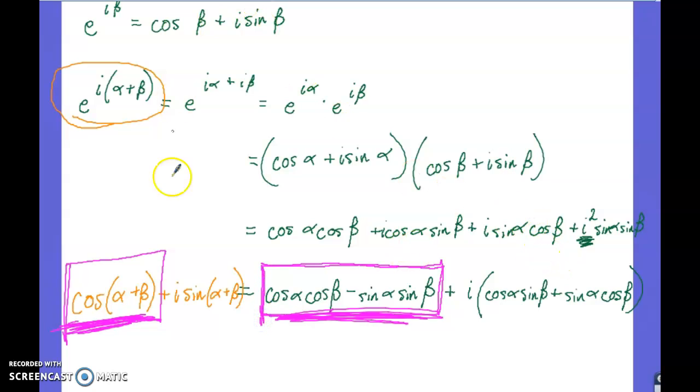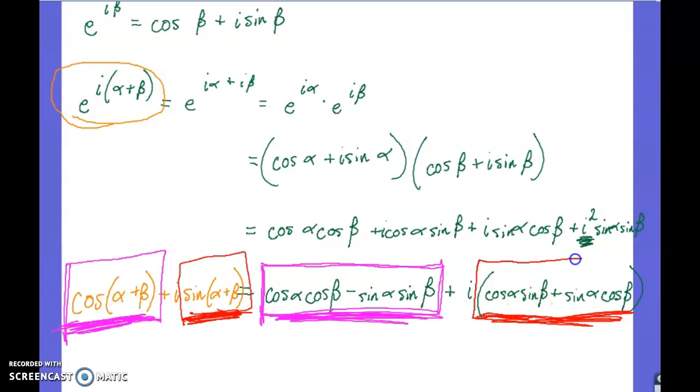And in the same manner, the imaginary part must be equal to the imaginary part over here. And we just explained the sum of angles formula for sine. So sine of alpha plus beta is equal to cosine of alpha, sine of beta plus sine of alpha, cosine of beta. I think they actually switch those around, but addition's commutative and multiplication's commutative.